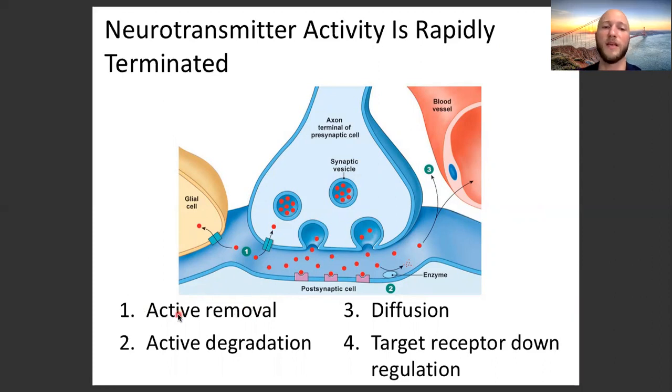Active removal is using energy, ATP, to physically pump those neurotransmitters away. Active degradation, so right here's an enzyme that breaks that neurotransmitter down. That's what happens at our neuromuscular junctions. So where our nerves meet our muscles, those neurotransmitters get broken down by enzymes. Diffusion, sometimes those neurotransmitters just need to diffuse away. Target receptor downregulation. So we've talked about that in the communication. Change the number of receptors on the opposite side.